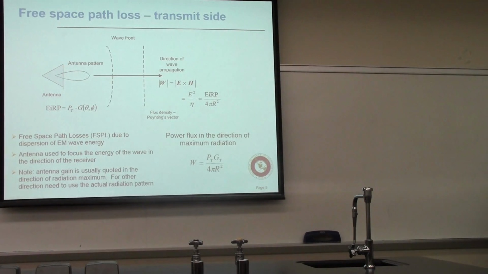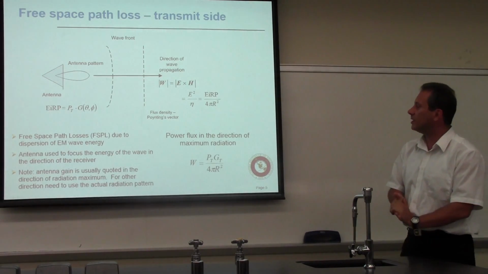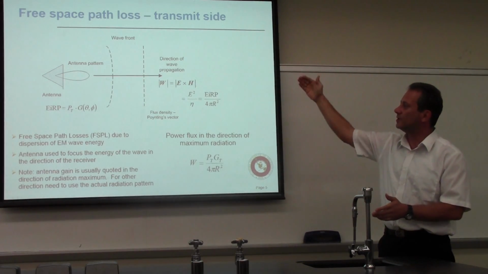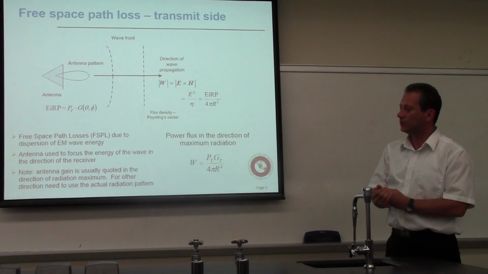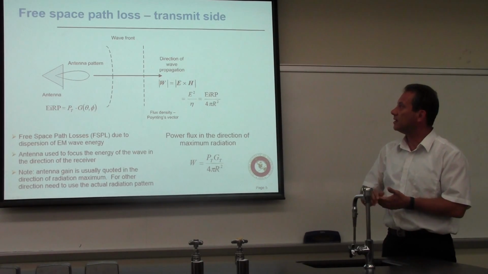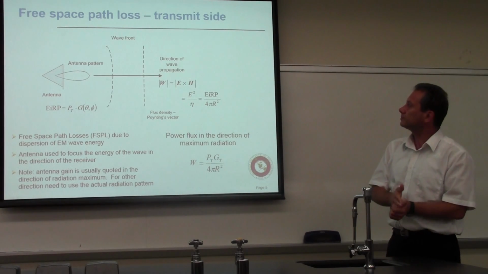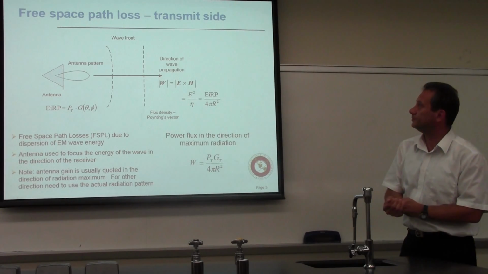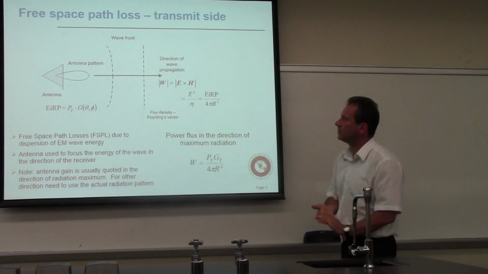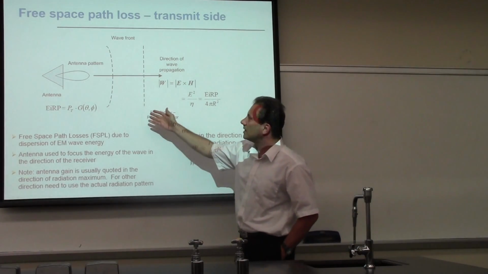Okay, so what we're going to be doing is addressing one by one all of these items. We talked a little bit about the antennas last time. So let's talk about free space path loss. So free space path loss propagation kind of starts like this.